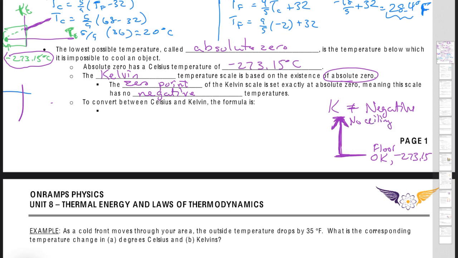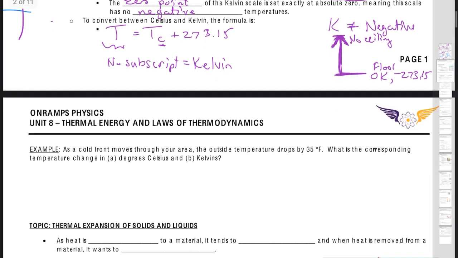Now to convert between Celsius and Kelvin, we're just going to add 273.15 to our Celsius temperature. And so note, when you see T with no subscript, that is Kelvin. That is our Kelvin scale. Notice that whenever I write Celsius or Fahrenheit, I put C or F. Now let's look at a conversion. So we're going to start at Fahrenheit, convert to Celsius, and then convert to Kelvin. This is very common, so take it slow.